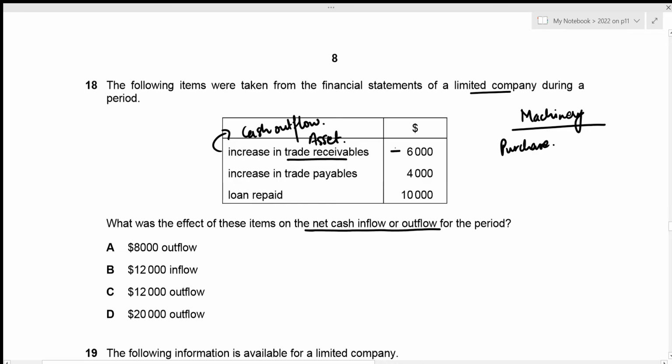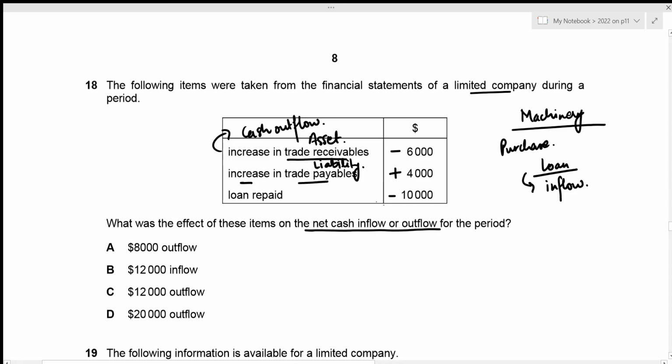So that's minus 6,000. Then we have increase in trade payables, which is a liability. Let me give an example using loan. Whenever there is an increment in loan, this just means that we took more loan from the bank. And when we have access to loan, it just means that we have extra access to cash. So any increment in liabilities results in cash inflow. We are again looking at an increase in liability, which means that this is an inflow, so this should be added. Then we have loan repaid. Whenever we repay the loan, we need to repay it with cash. So cash goes out of the company. This is cash outflow, which should be subtracted.